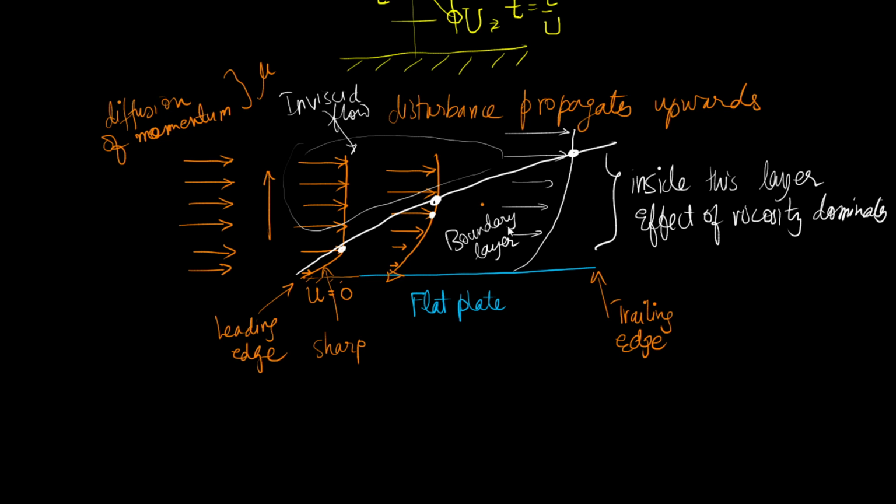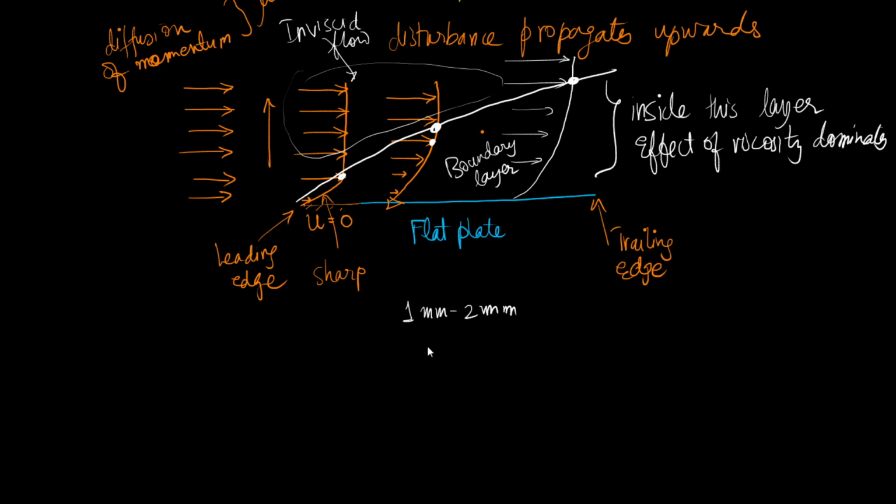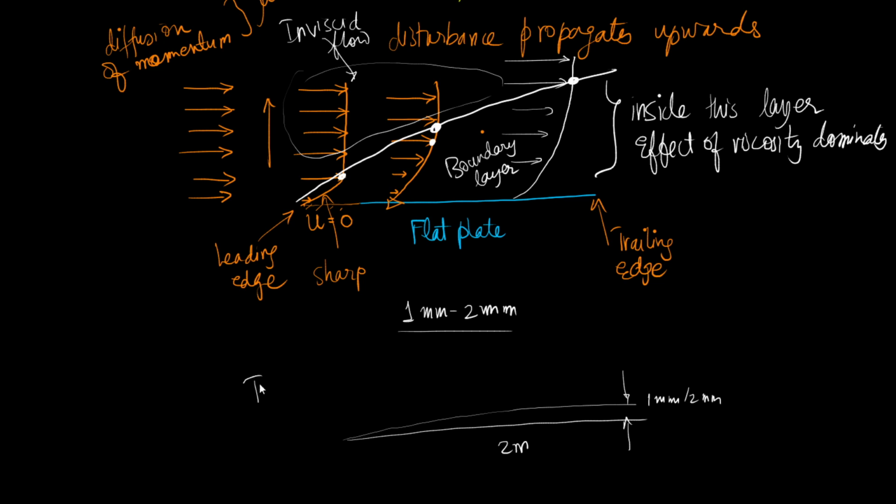And typically the boundary layer is quite thin. It is 1 mm to 2 mm, and the larger the Reynolds number, the thinner the boundary layer. We will see this scaling after a while. But if the span of the wing is, suppose, 2 meters, and you know that the boundary layer is only 1 mm or 2 mm thick, you can very well say, okay, let me analyze everything as an ideal flow. We can analyze the whole thing as an ideal flow.